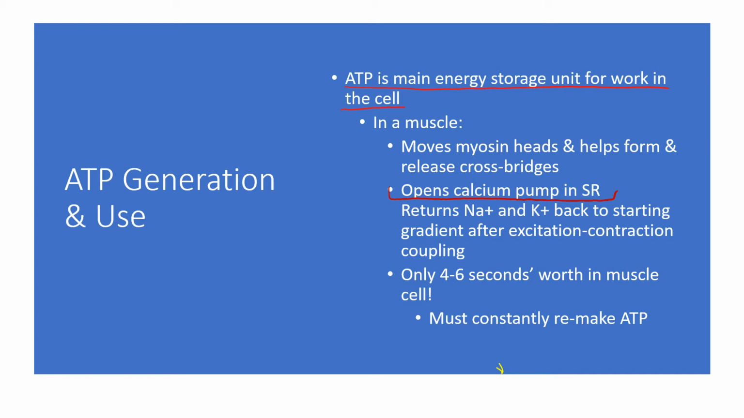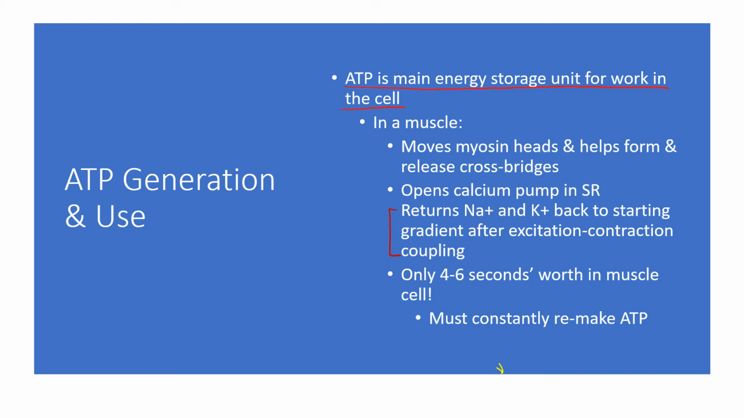So ATP moves the myosin heads physically in the first place. It also opens a calcium pump that lets calcium in to do the actin side of this transaction. And it also returns sodium and potassium back to a starting gradient after excitation-contraction coupling.